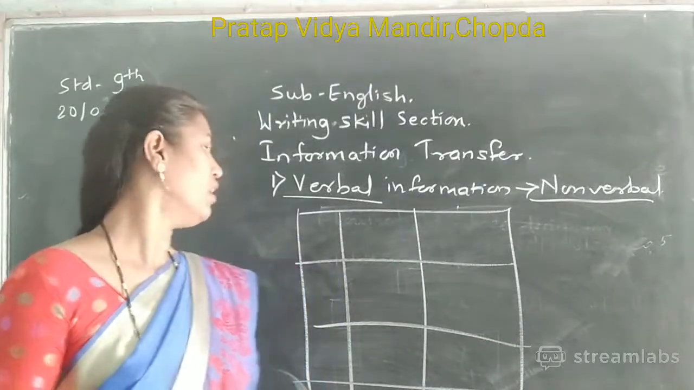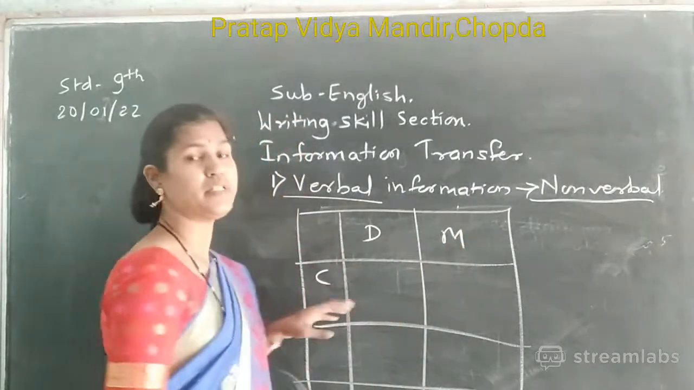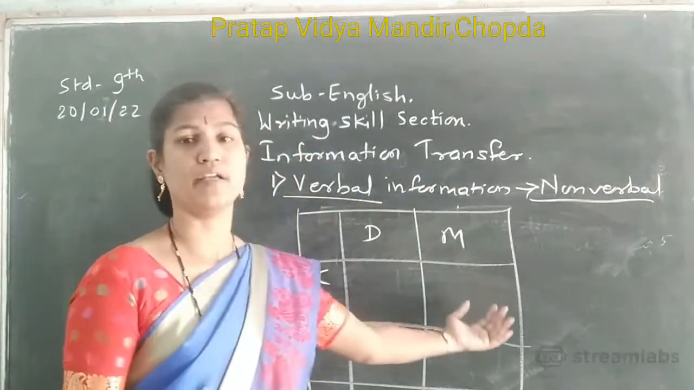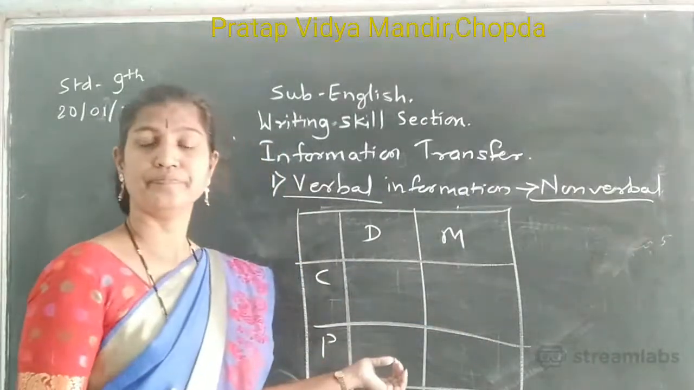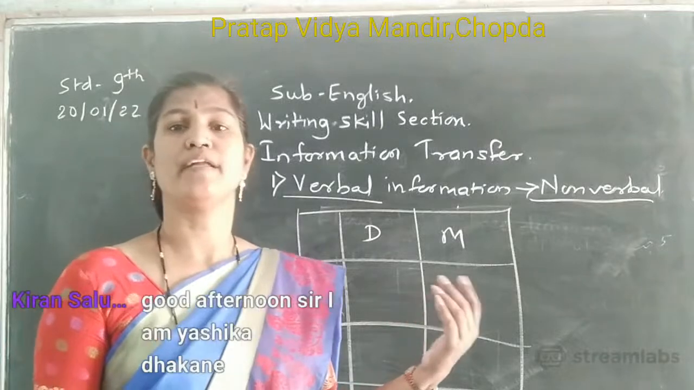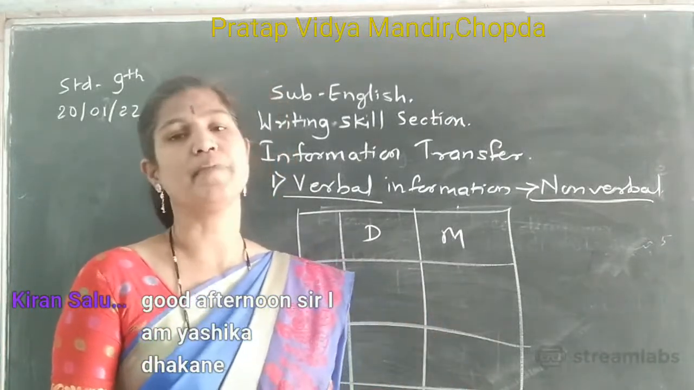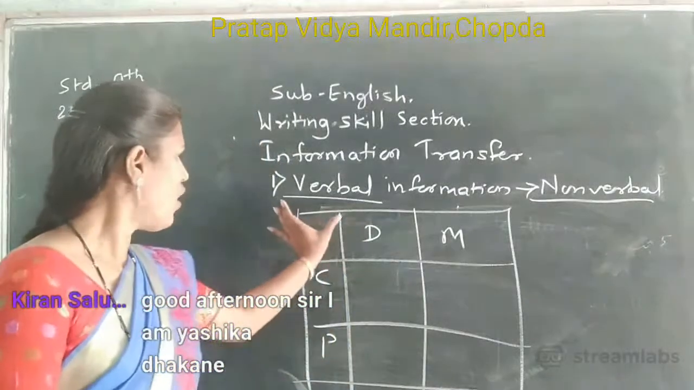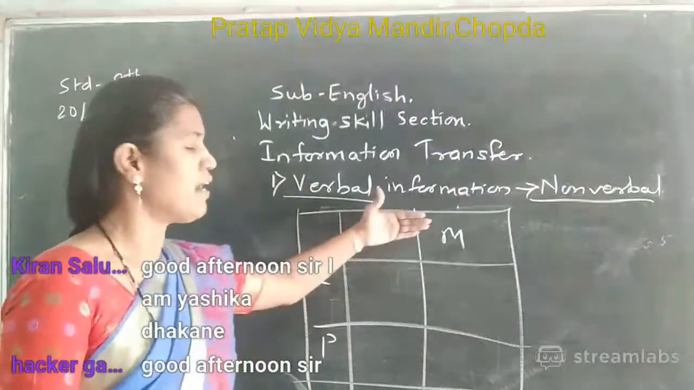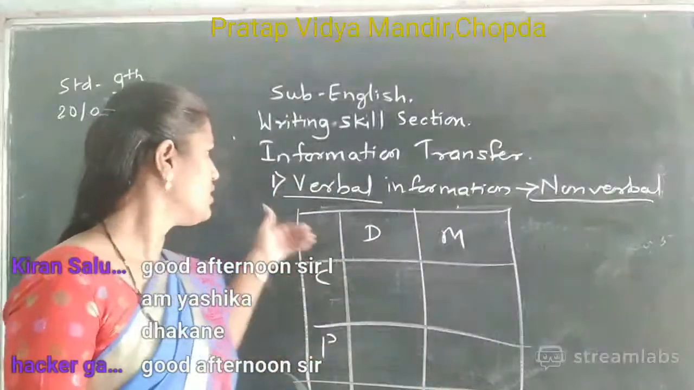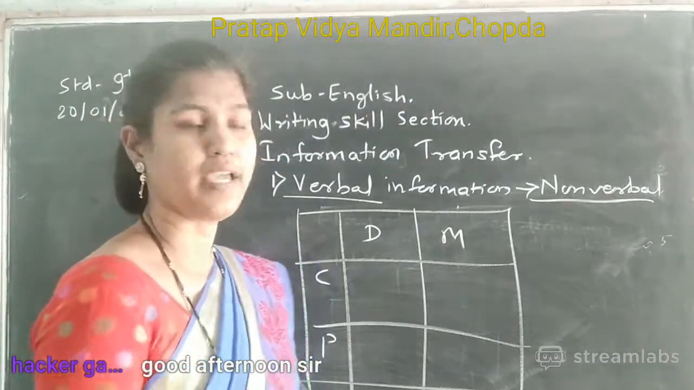You will write the names of the two cities, then capital: Delhi is the capital of India, Mumbai of Maharashtra. Then you can compare population, then the area, then literacy rate. There are many other things. So whatever points there will be, you will write here, and the comparison between the two. So this is the tabular form.